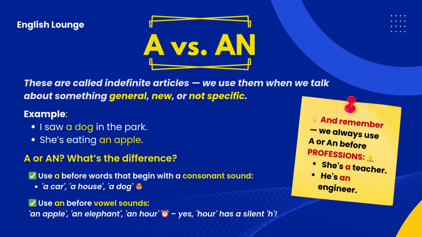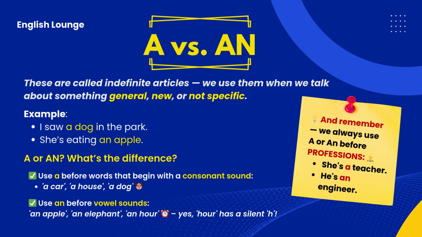So, what's the difference? We use a before words that begin with a consonant sound, like a car, a house, a dog. But we use an before vowel sounds. For example, an apple, an elephant, an hour.